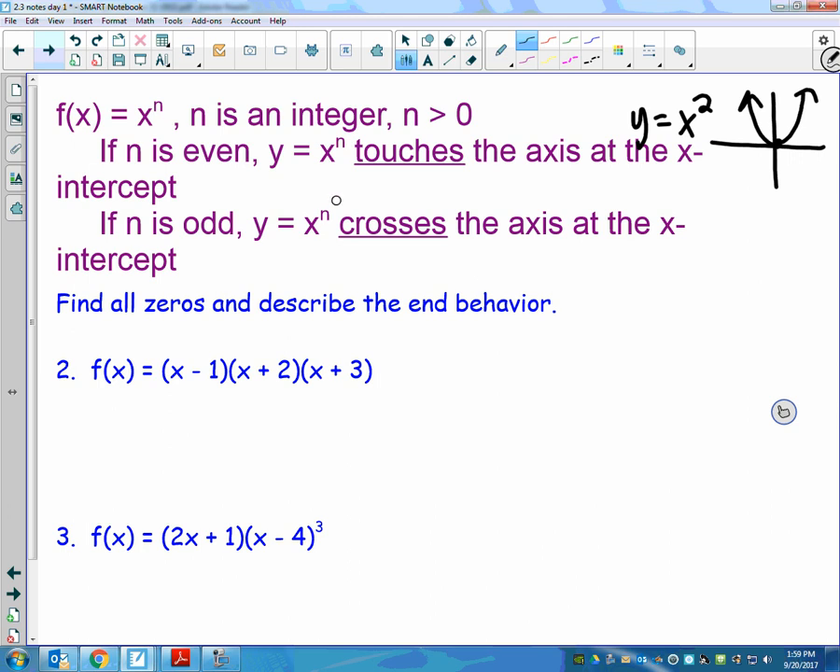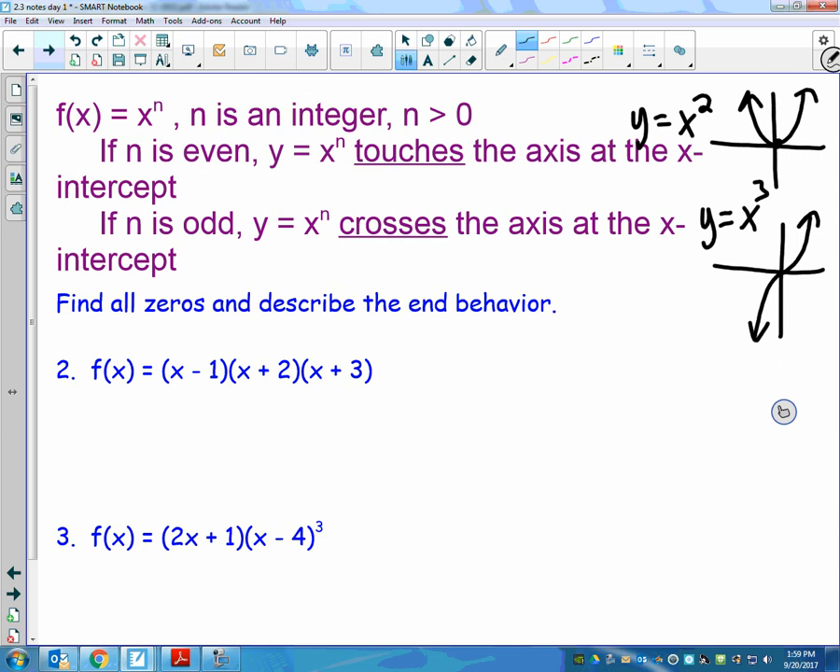But if that's an odd degree on your zero, it will actually cross. So you could think y equals x, or I like to think y equals x cubed. That's an odd number. We know that that crosses like this, right? And so it actually crosses through. Tomorrow we'll talk more about what happens, like what's the difference between x to the 5th and x to the 3rd, or x to the 4th versus x to the 6th. And we'll talk about that tomorrow as we look at those, okay?